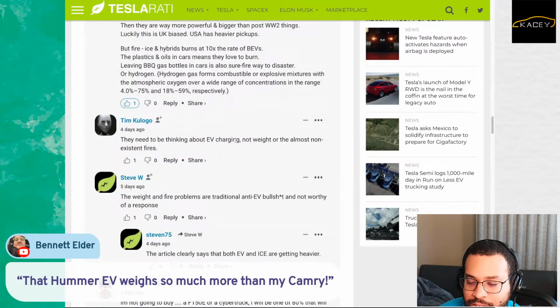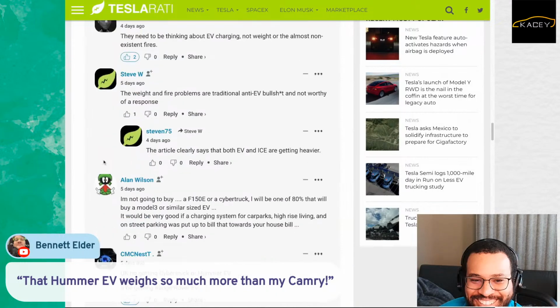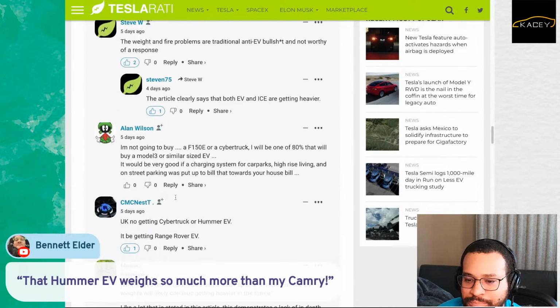They need to be thinking about EV charging, not weight, or the almost non-existent fires. The weight and fire problems are traditional anti-EV bull and not worthy of a response. The article clearly says that both EV and ICE are getting heavier. Yeah, it does, but only after they start out with the bull, as this guy said.